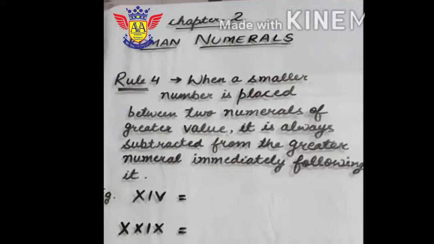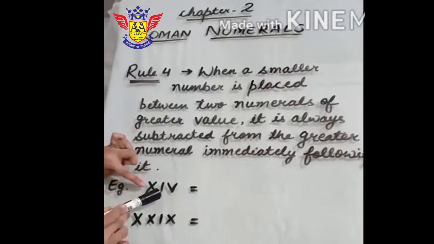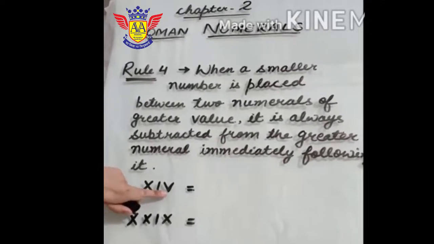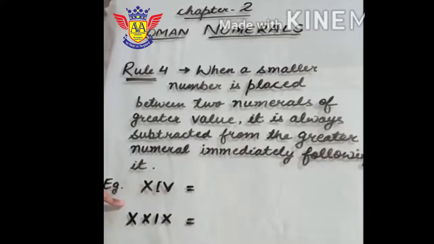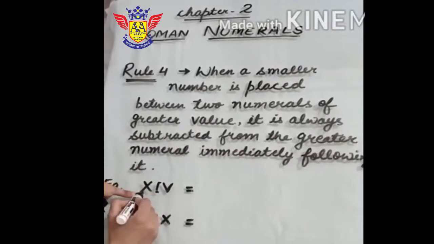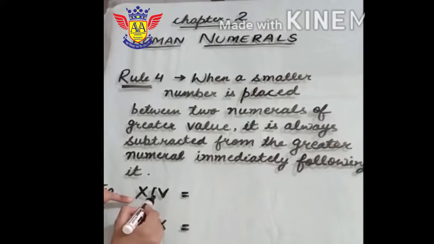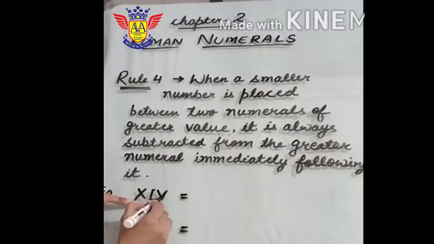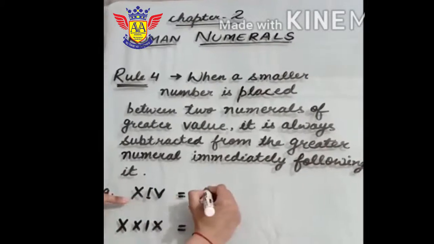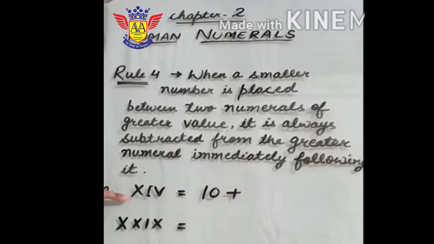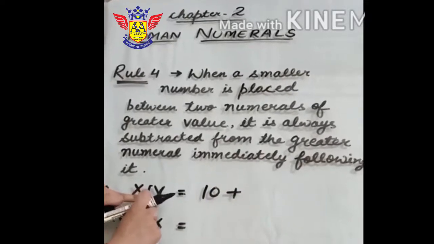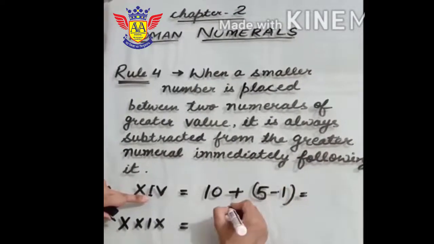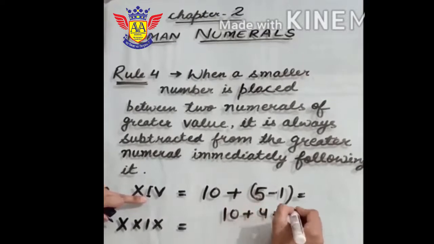Now we do this by an example. We have X, I, V. We know that X stands for 10, I stands for 1 and V stands for 5. I is the smaller numeral and it is placed in between the two numerals of greater value. So I will be subtracted from the greater numeral immediately following it, that is from 5. Start writing it. X stands for 10 plus, now I is subtracted from the next, 5 minus 1. This will become 10 plus 4, that is 14.